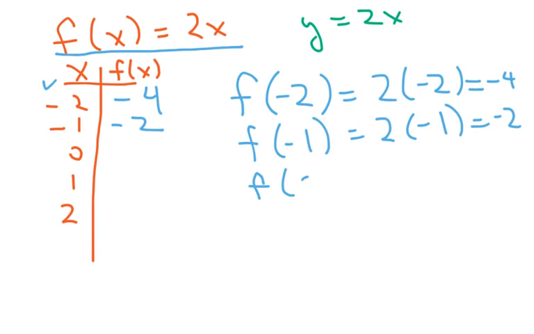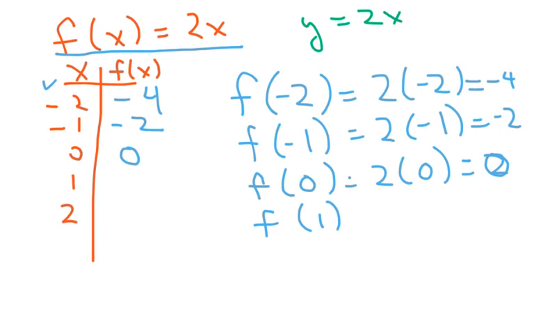f of 0 equals 2 times 0, which equals 0. And f of 1 is 2 times 1, which equals 2. And 2 times 2 would give you back 4.